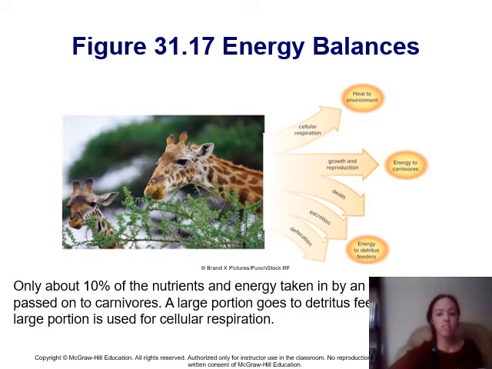Of all the energy found within herbivores, only about 10% of the energy consumed by herbivores can be passed on to the carnivores. When energy is used for cellular respiration, it is lost as heat and is no longer available to any animals. The rest of the energy is passed on to decomposers as feces, urine, and the bodies of the animals.